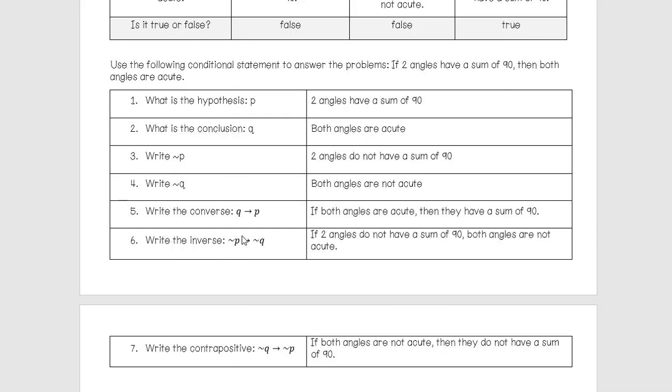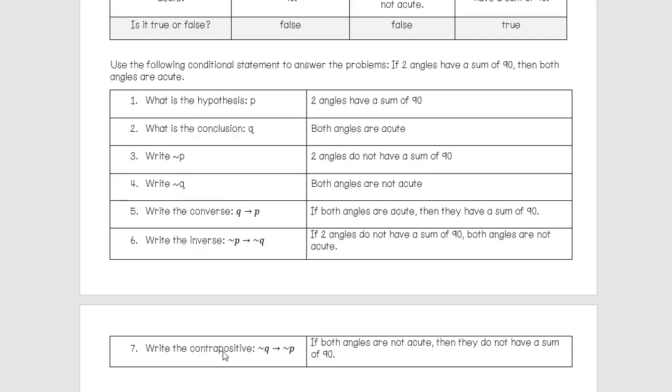When we write the inverse, we take not P, then not Q. So we say if two angles do not have a sum of 90, then both angles are not acute. If two angles do not have that sum of 90, they could have a sum that's less than 90 or greater than 90, in which case the angles could be acute or not. So that would also not be true all the time, so we'd say it's false.